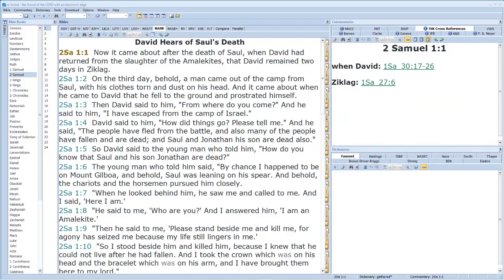Now, verse 1 of 2 Samuel 1 says, "Now it came about after the death of Saul, when David had returned from the slaughter of the Amalekites, that David remained two days in Ziklag." Remember that the Amalekites had taken Ziklag and burned the city. So David and his 600 men went after them, and 200 men stayed a little behind because they were too exhausted. Then 400 men went and destroyed the Amalekites and took all their spoil, and they came back to Ziklag.